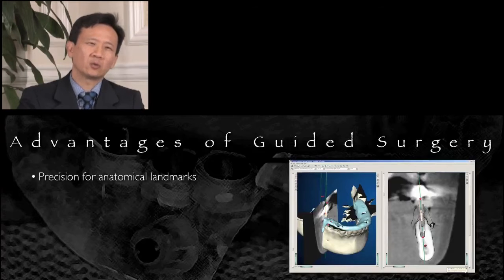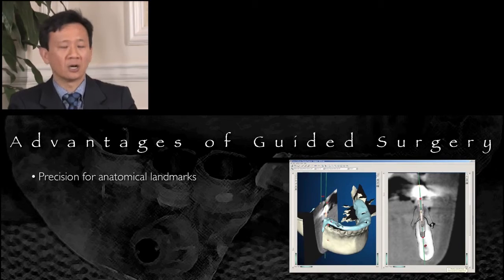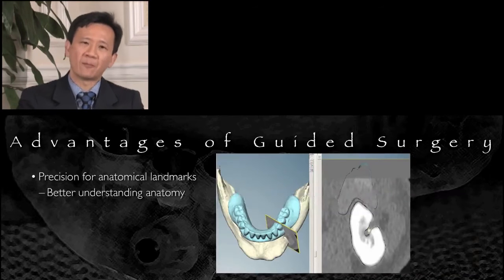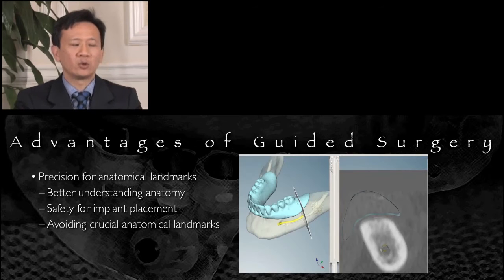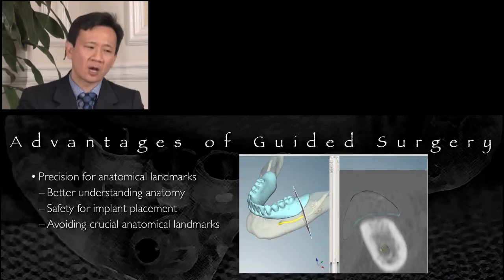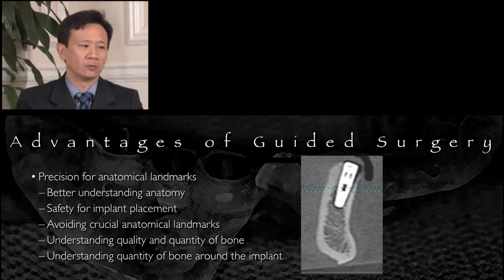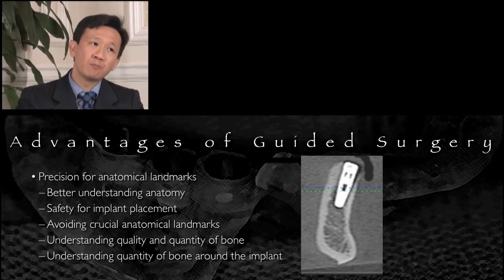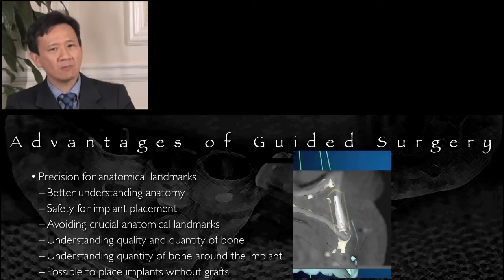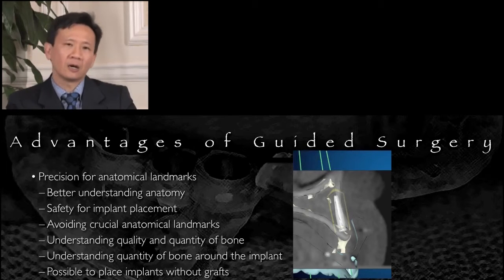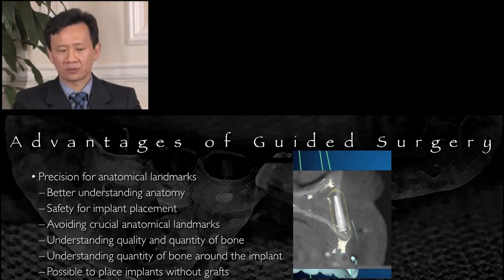So when we look at this, what are some of the advantages based on guided surgeries? Well, I feel that there's a precision of anatomical landmarks. That is, we have a better understanding of the anatomy, a safety for implant placement. We can avoid crucial anatomical landmarks, understanding the quality and the quantity of bone, and understanding how much bone lies around the implant when the implant is placed. And maybe, if we have a better understanding of the anatomy, we can place implants in without grafts.